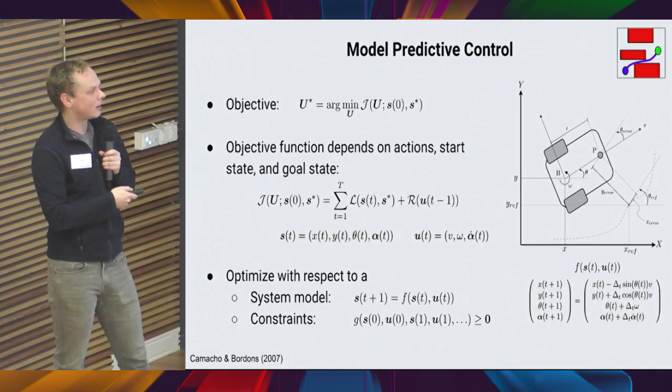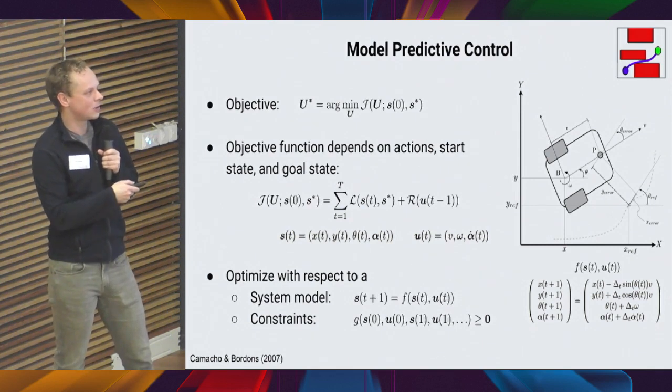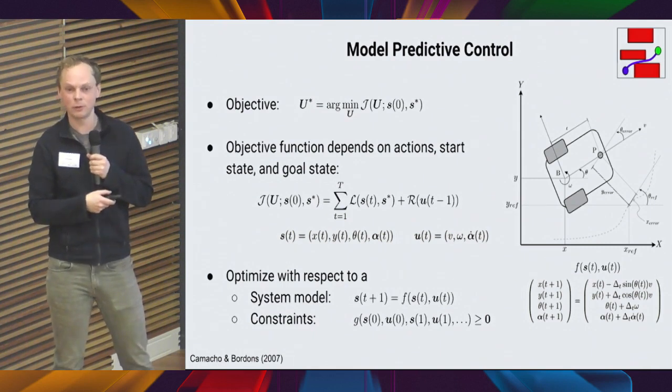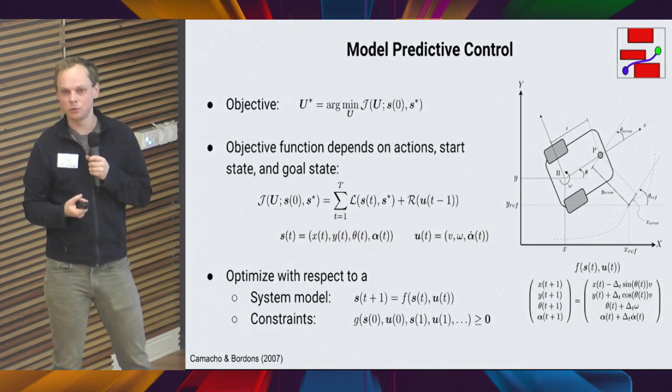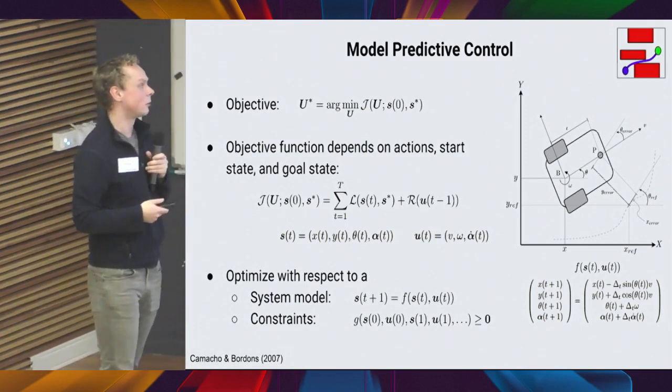There are several methods to minimize this function. One would be to create several trajectories, measure the cost of these different trajectories, and then simply choose the one with the lowest cost. That would be a very simple algorithm, but you can do a bit more mathematical shenanigans to make this better.